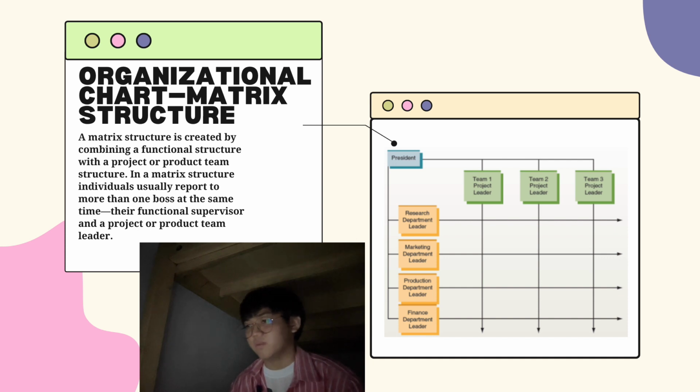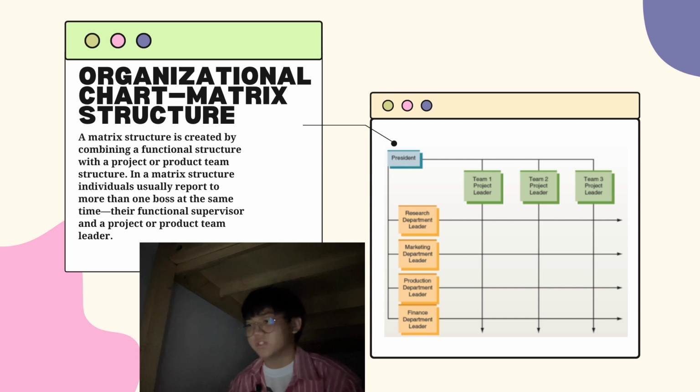In a matrix structure, individuals have two reporting lines, one to their functional supervisor and another to a project or product team leader. The matrix structure allows increased collaboration and communication among teams, as well as greater flexibility and adaptability to changes in an organization. It also encourages innovation and creativity by bringing together individuals with diverse skill sets and perspectives.